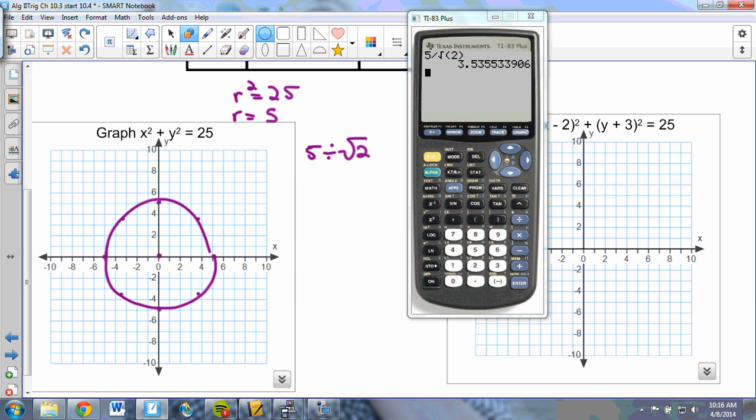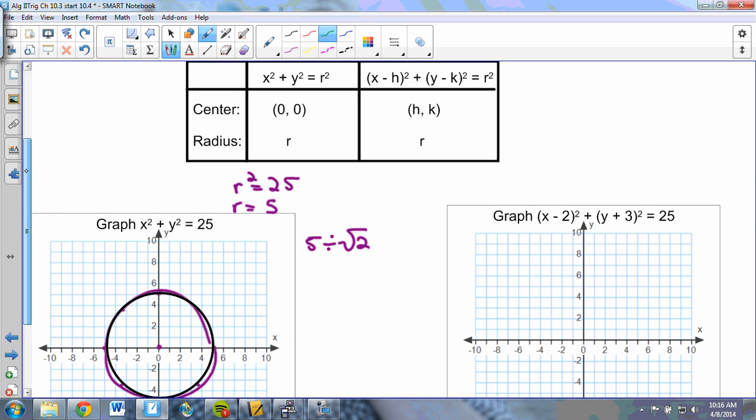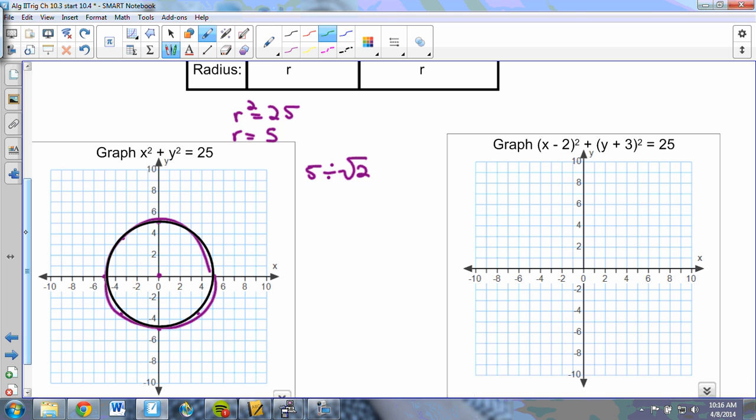Of course, you can just grab your compass. For the one on the right, where's my center? Yeah, Sabrina? Oh, no, the one on the right. It's going to get moved around. Yeah, Mitchell? 2, -3. Because there are these minuses in the formula, you do the opposite. 2, -3. So my center is now here.